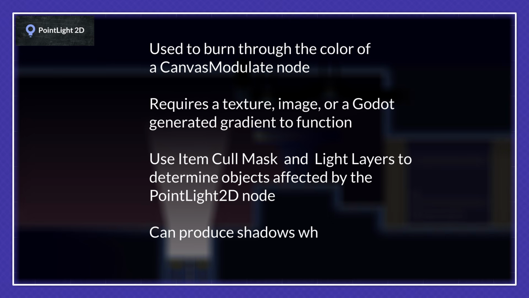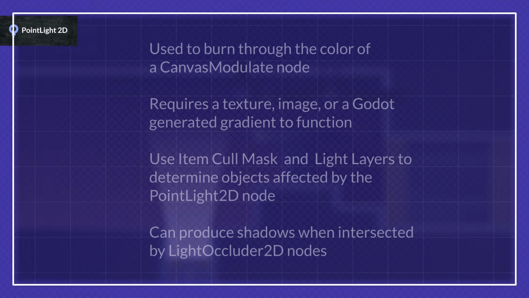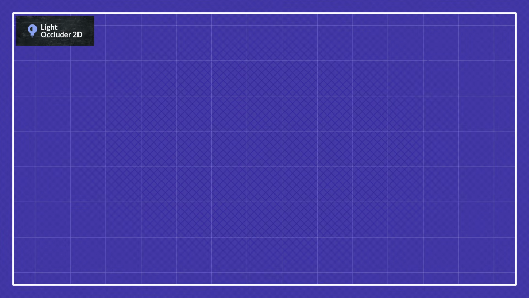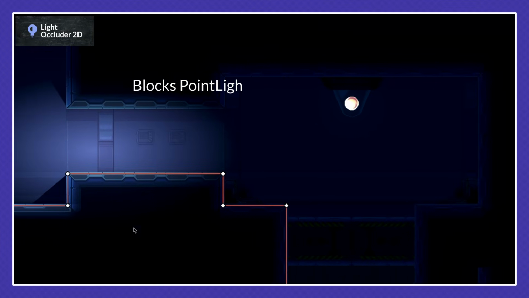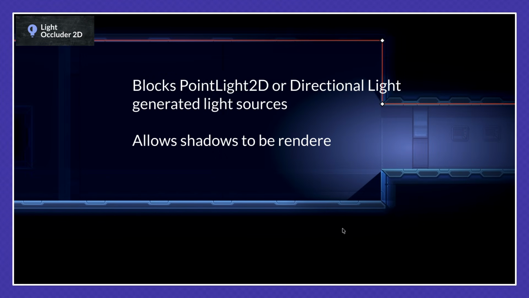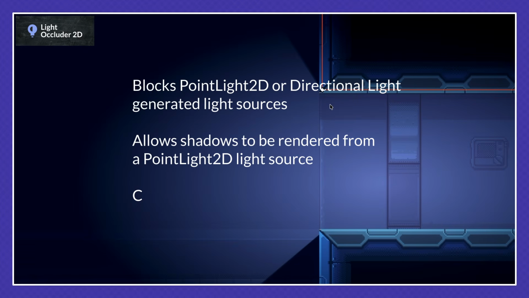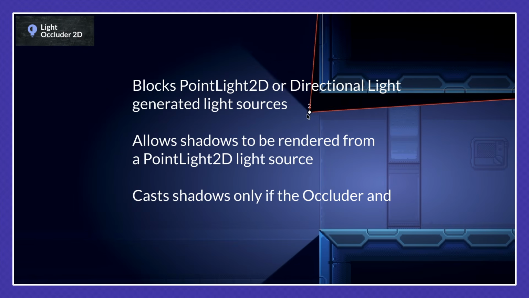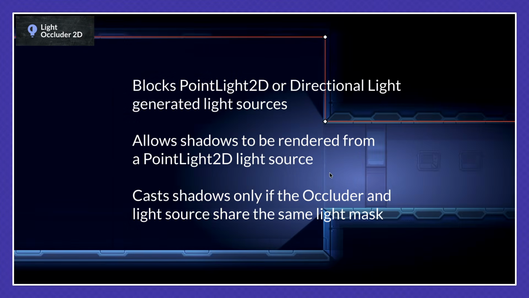Point Light 2D generated light sources can generate shadows but require Light Occluder 2D nodes to function. Light Occluder 2D blocks Point Light 2D or directional light generated light sources. It allows shadows to be rendered from a Point Light 2D light source. It casts shadows only if the occluder and the light source share the same light mask.